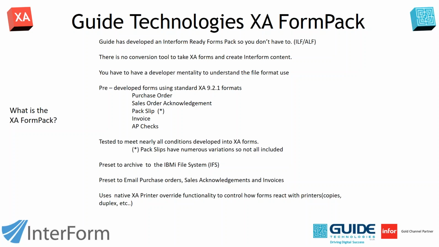So our initial rollout is actually 5 different forms that we've created. There's purchase orders, sales orders, and acknowledgements, packing slips, invoices, and AP checks. Now, you'll notice that I have a packing slip with an asterisk. The reason for that is that for purchase orders, sales orders, invoices, and AP checks, we've taken all the formats that are available. And this is where you may have a setup configuration difference as far as how you use a PO versus someone else.